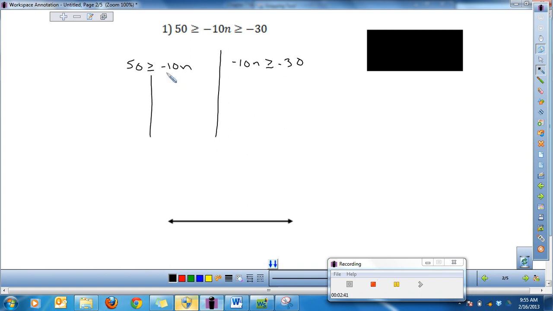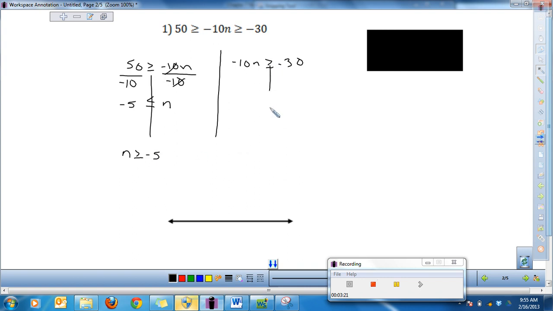So I have negative 10n. How do I undo negative 10 times n? I divide by negative 10. 50 divided by negative 10 is negative 5. I divided by a negative here, so I need to flip my inequality sign. So I'm going to have a less than or equal to. These 10's cancel out, and I'm left with n. Now, in order for it to be a little bit easier for me to graph it, I'm going to rewrite it so that my n is on the left. n is greater than or equal to negative 5.